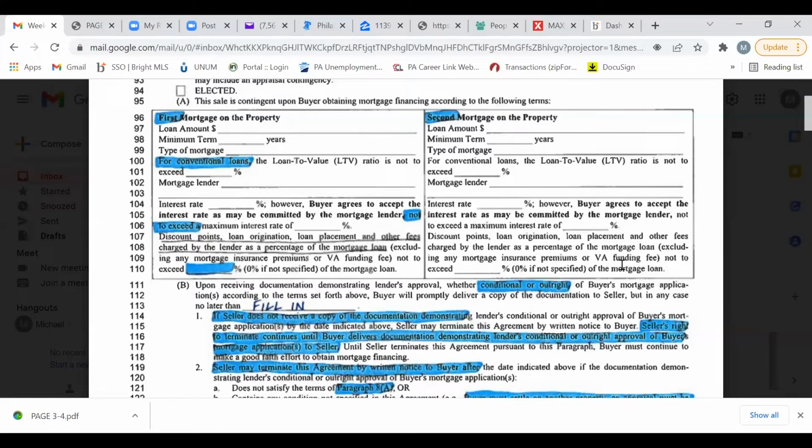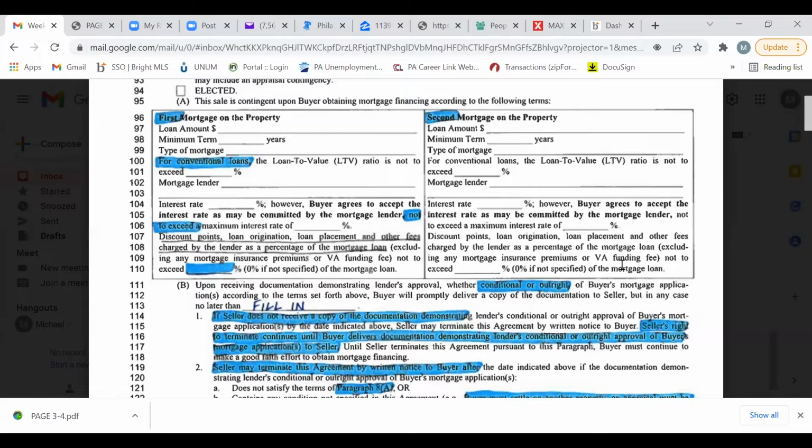Looking at it from the list side and reading this and now seeing that it's actually documentation demonstrating lender's approval, whether conditional or outright, maybe we should have that closer to the execution date instead of the settlement date, right? Does anybody agree or disagree? So again, you fill in a date. If you have it closer to the execution date, then it forces that buyer to lock in his interest rate, right? And in line 104 through 106.